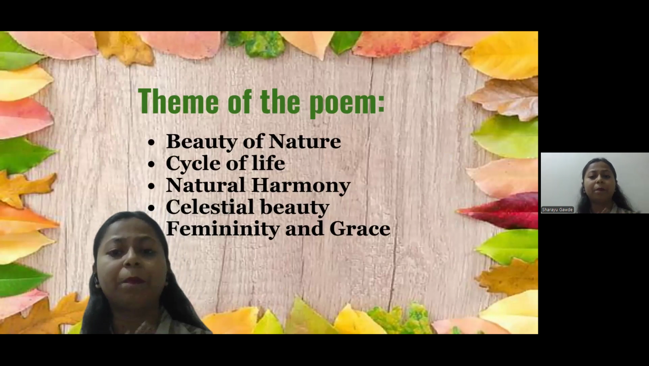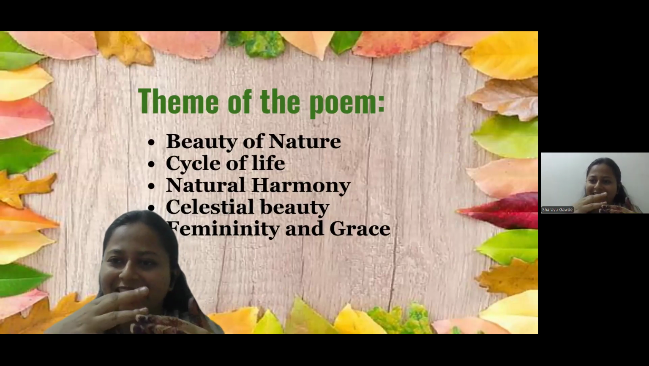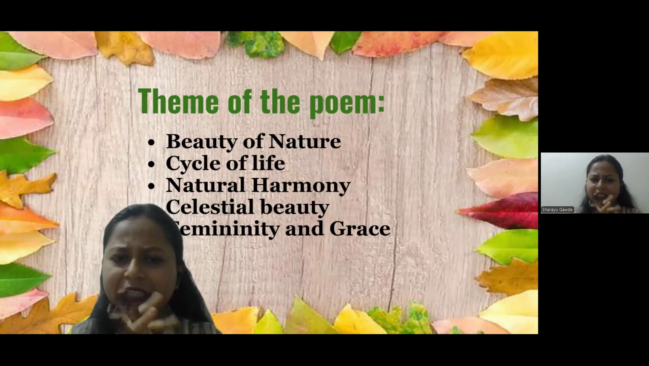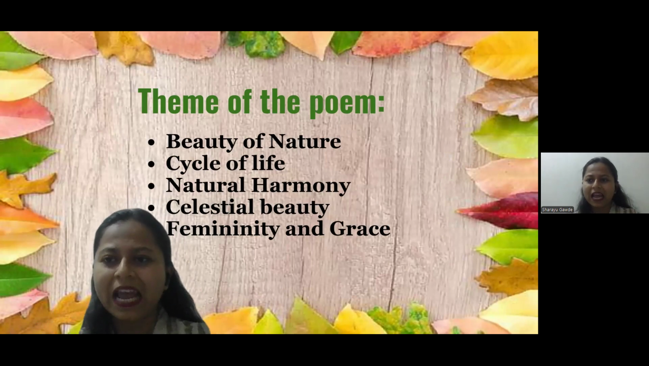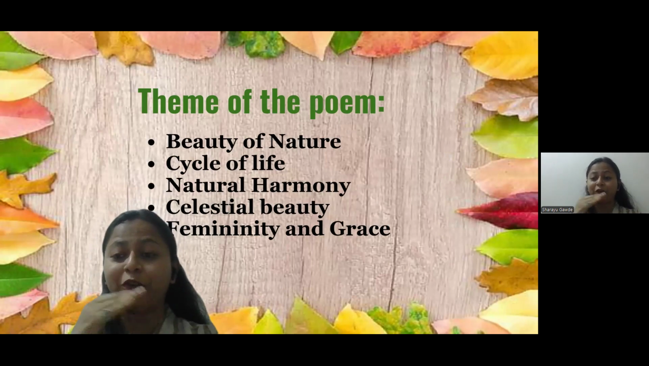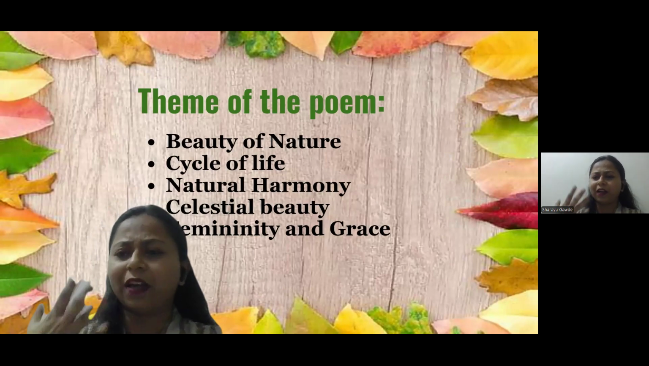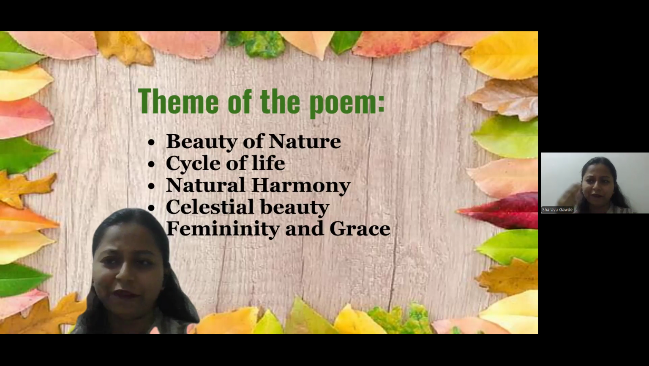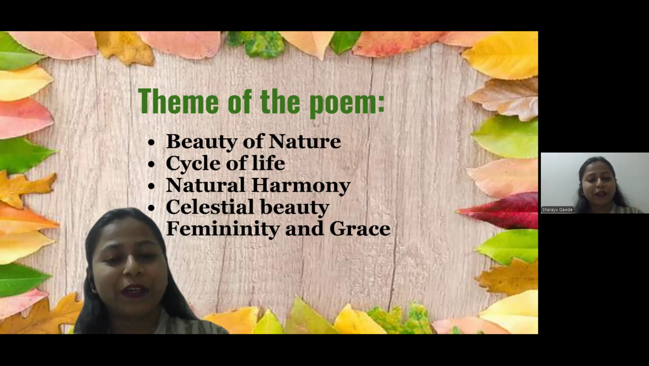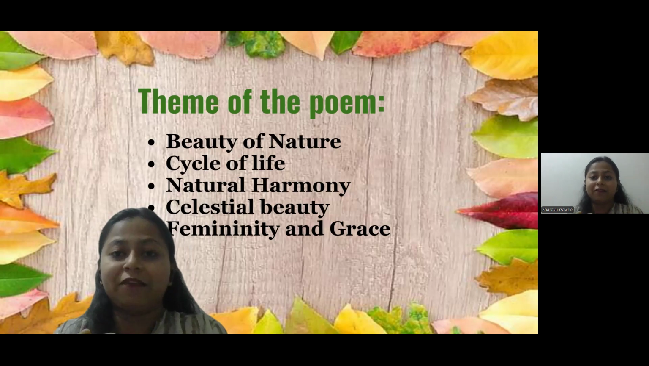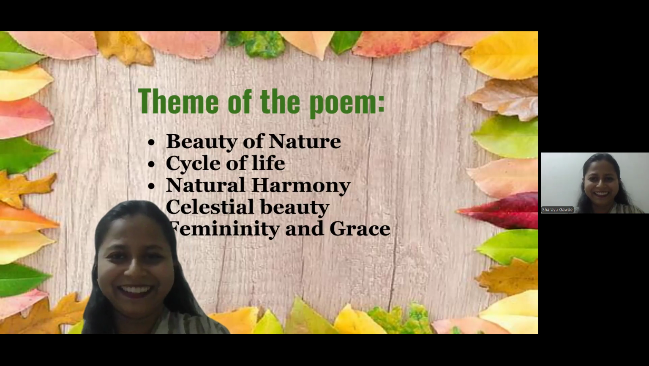Here, the themes of the poem are beauty of the nature, how the nature takes its own beauty, how it changes itself in every season. The cycle of life is also shown, how a young girl is transformed into a beautiful grown woman. Then, natural harmony, how all the birds are also overjoyed, how plants are growing in different seasons. Then, the celestial beauty, that is the stars, the moon. Then, femininity and grace is also shown, how the girl is walking, which states how beautifully the seasons are changing.